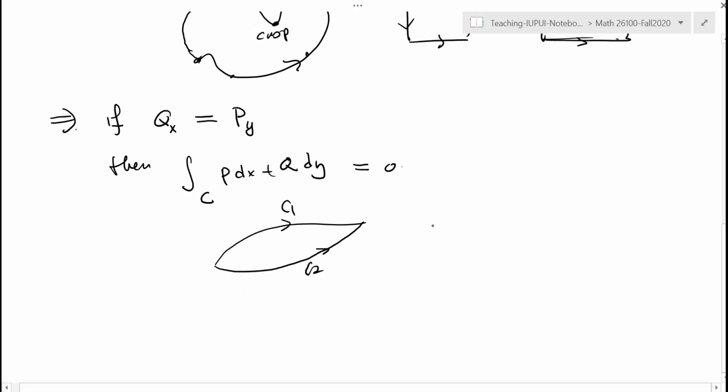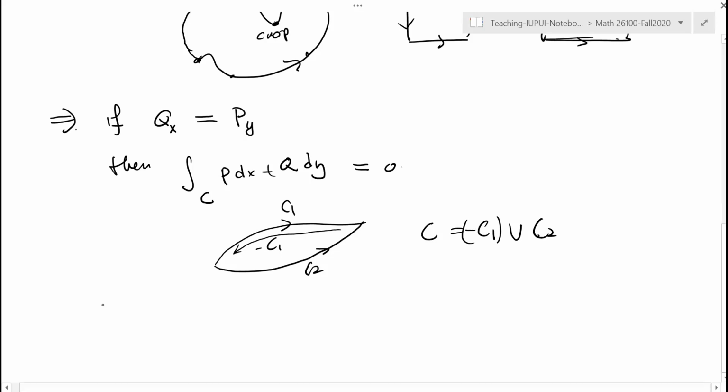C is going to be C1 union negative C2. Negative C1 means going in that direction. So this domain is bounded by two curves. One is C2, the other one is negative C1, with reversed orientation.